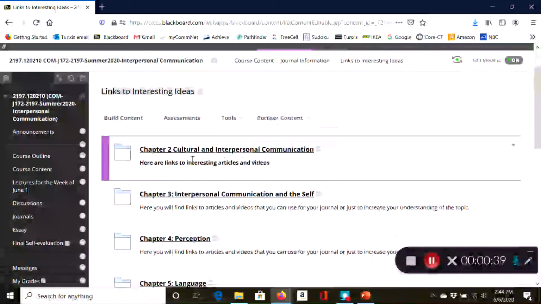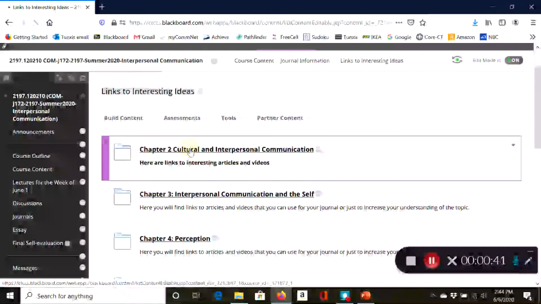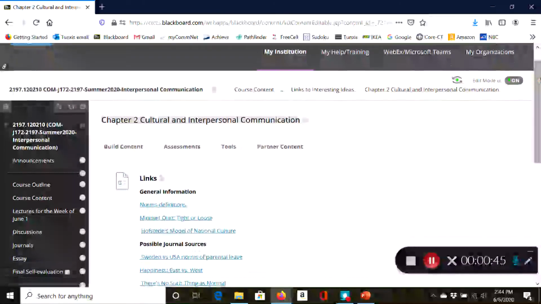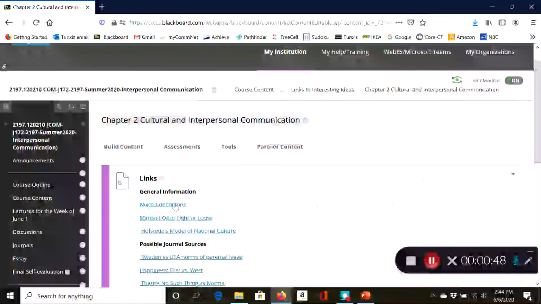So if we take a look at chapter 2, there are possible journal sources towards the bottom, but the first 3 are more general. I wouldn't ask you to write a journal about this. The first one is a link to a web page, might be a blog, I'm not sure, where the man talks about norms. It's very academic.